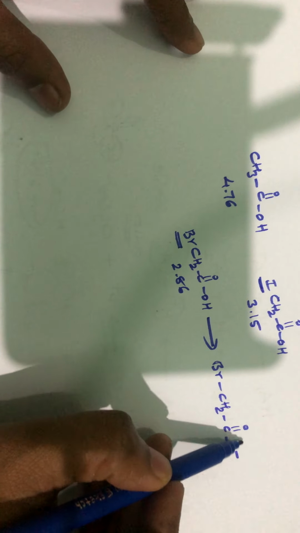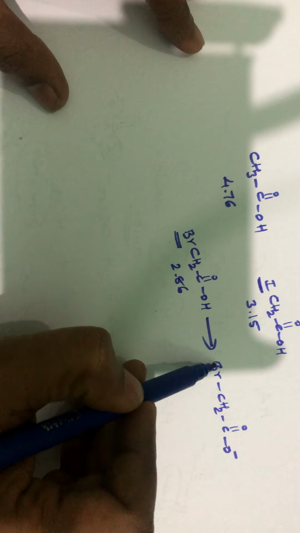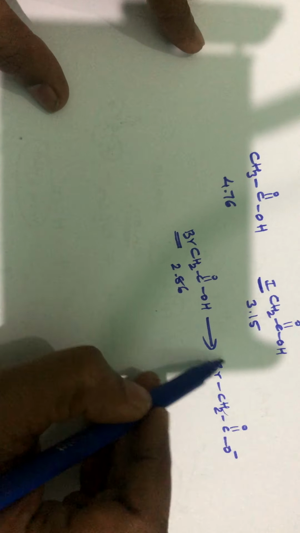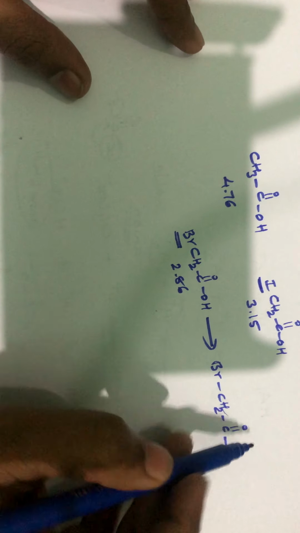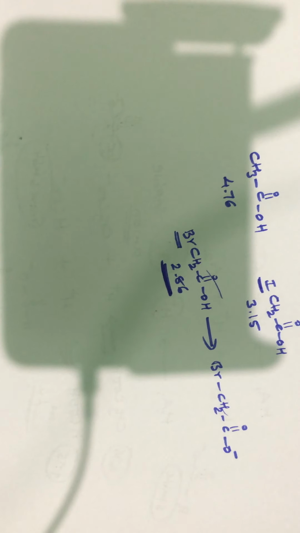So here the electron gets delocalized, and the halogen will also pull this electron because it is an electron withdrawing group. Hence the negative charge gets dispersed. So this becomes more stable, hence this is more acidic. That is reflected with the help of these values also.